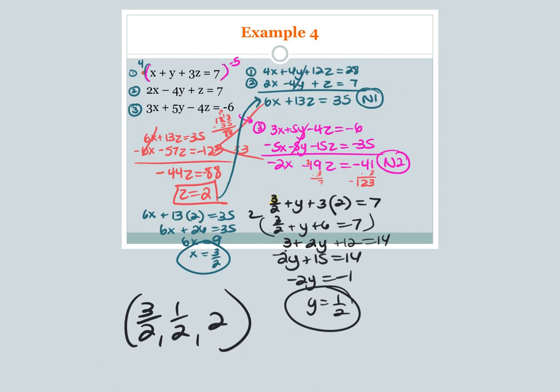There could be a special case with these. If at any point working through your variables cancel out and give you a false statement, stop. It's no solution. If at any point they cross through and leave you with a true statement, stop. It's all real numbers. Okay, so they can happen here as well.